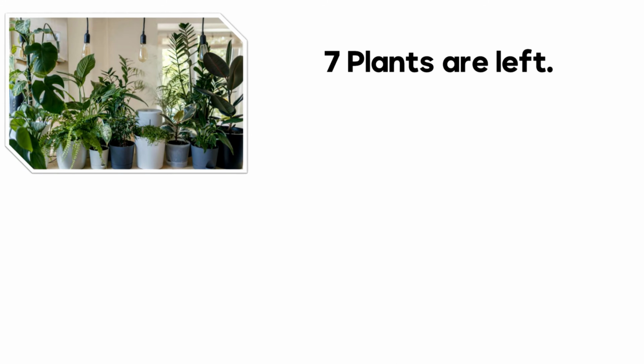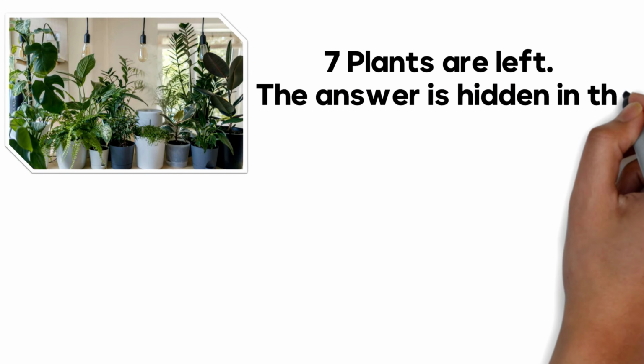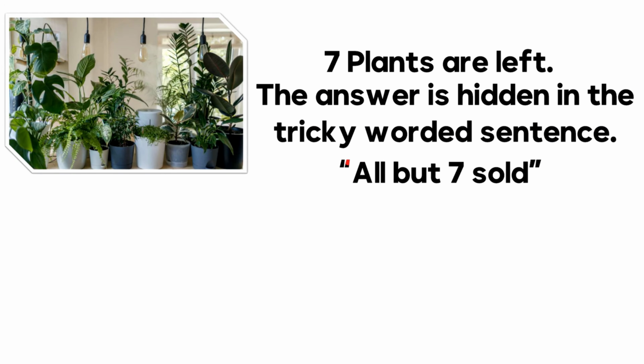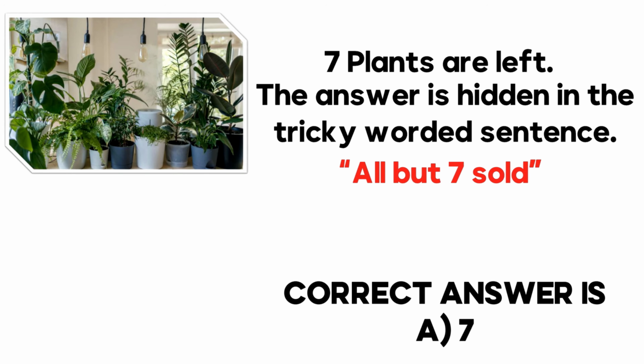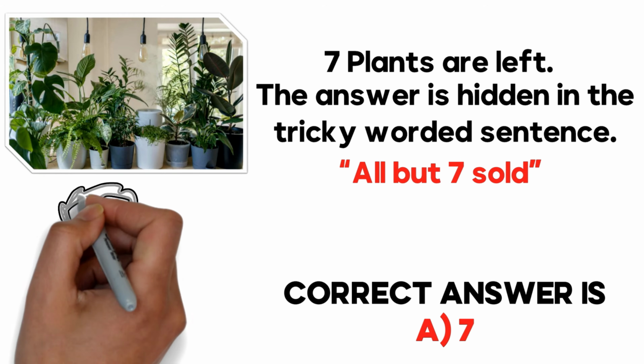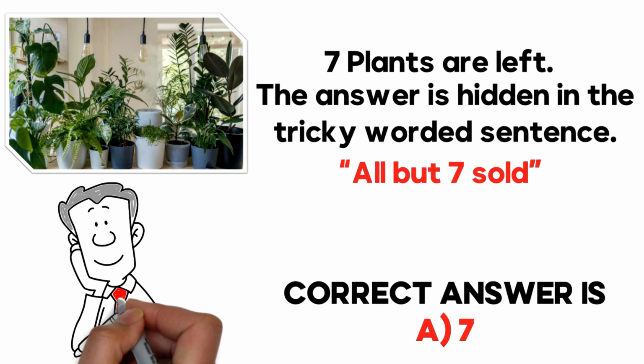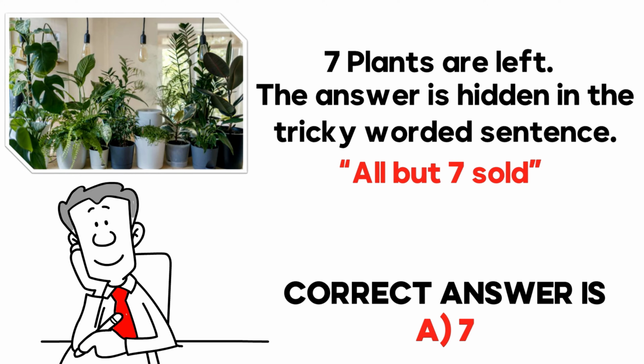The answer to this question is very simple. 7 plants are left. The answer is hidden in the tricky worded sentence, all but 7 sold. So the correct answer here is choice A, 7. Hopefully you've read this question correctly, understood it very well, and solved it on your own.